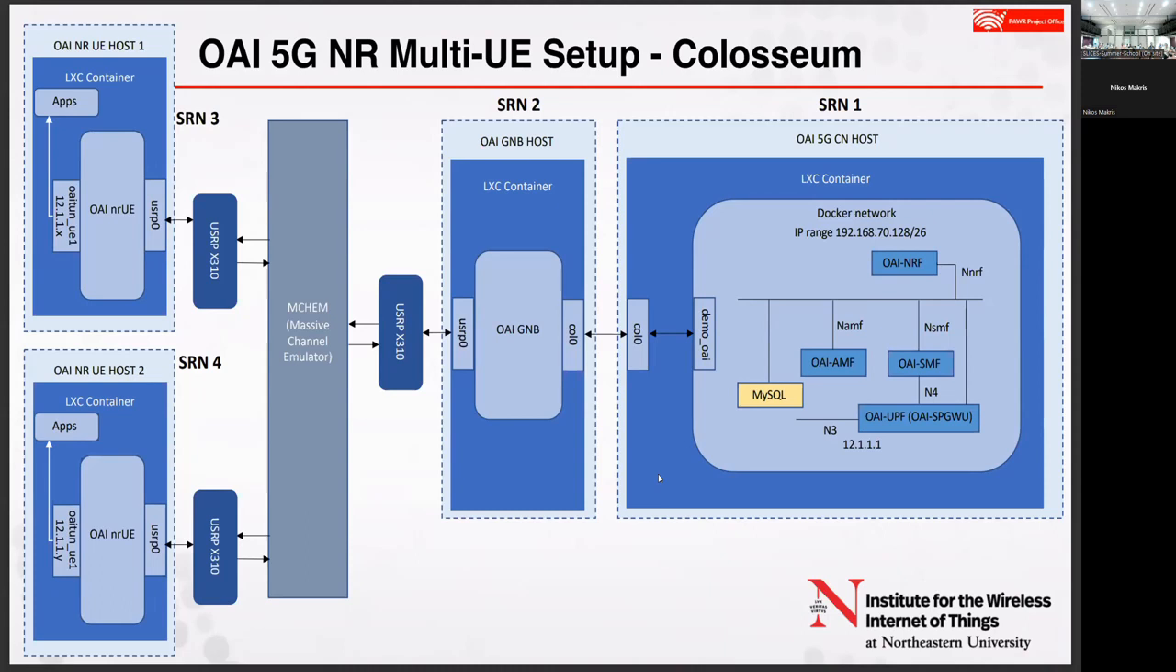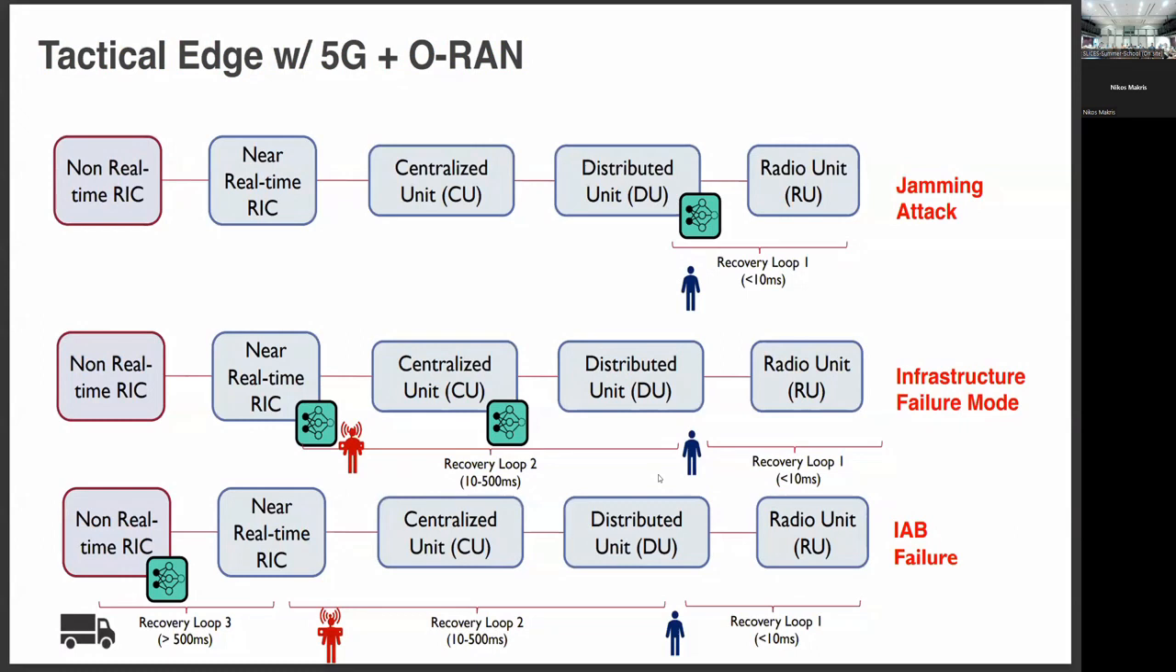Happy to report that even though I showed 2 UEs, we're able to support up to 6 right now, and are working on some stability and performance issues. The idea here is that you now have, for the first time, an end-to-end 5G standalone architecture based on OAI that supports multiple UEs, and you're able to instantiate that on Colosseum.